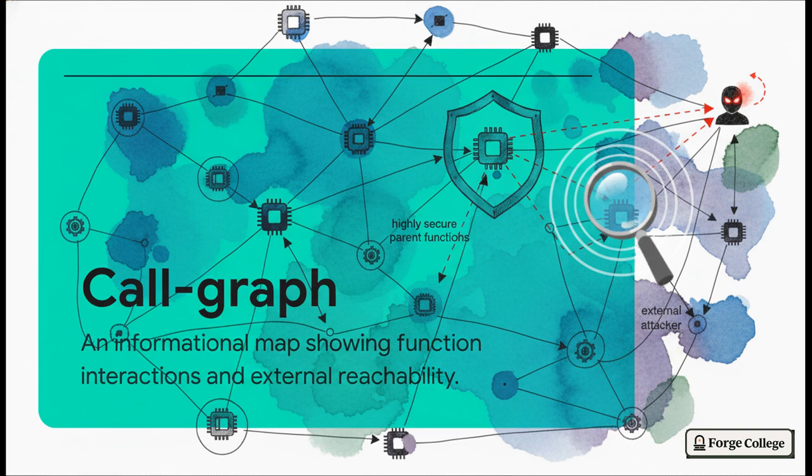Let's say Slither flags a missing access control on a function. Well, if the call graph proves that this function is only ever called internally by a highly secure parent function, then your risk profile drops dramatically. Like I said, context is everything.